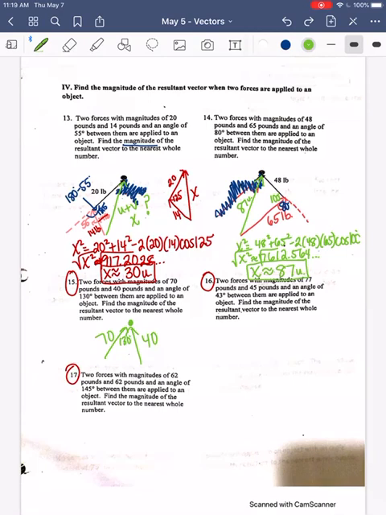So notice you're only finding the magnitude for all three of these, and we're rounding to the nearest whole number. So just try it exactly like I did it, and I'll have a form for you to fill out, okay?